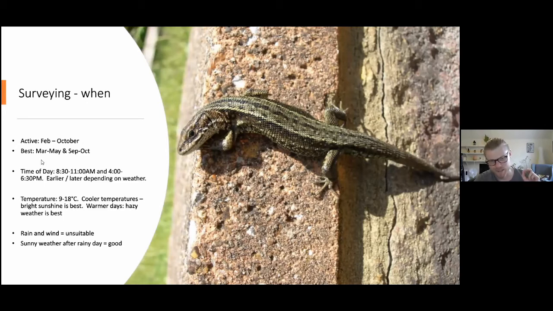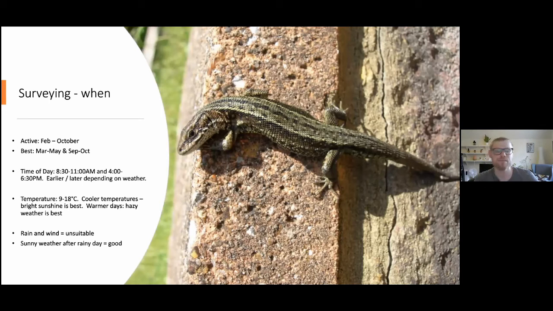However, the months between March and May, and then again in September and October, are going to be the best times for reptiles. That is when they're most active. Okay, those are the best months.